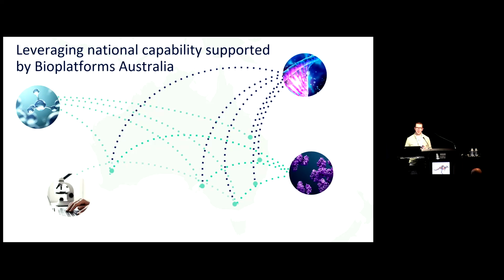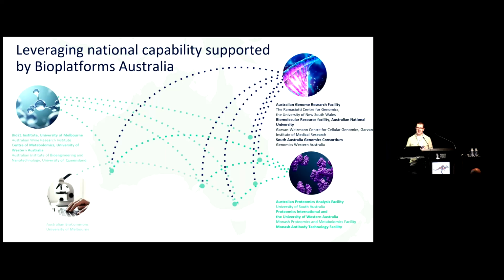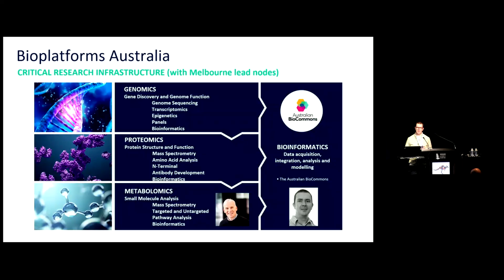This is leveraging national capability supported by Bioplatforms Australia all around the country. I won't go on to explain all of those because I don't have time. And as I said, there's additionally genome sequencing, which will be done by the Australian Genome Reference Facility, AGRF, and metabolomics is done through University of Melbourne at Bio21 in Malcolm McConville's group, and Australian Biocommons is doing the bioinformatics and data management.